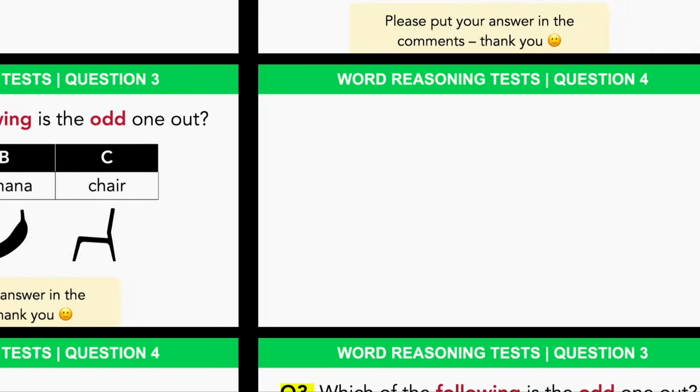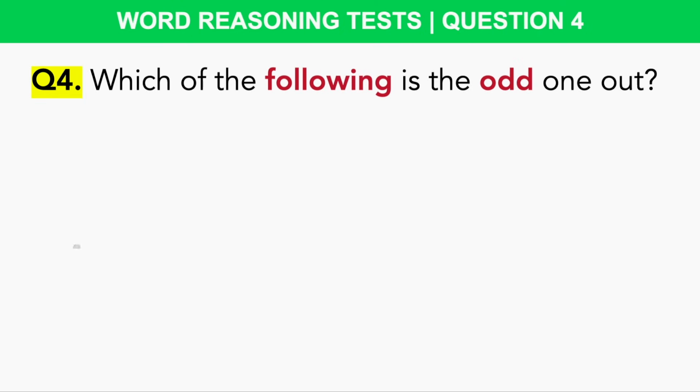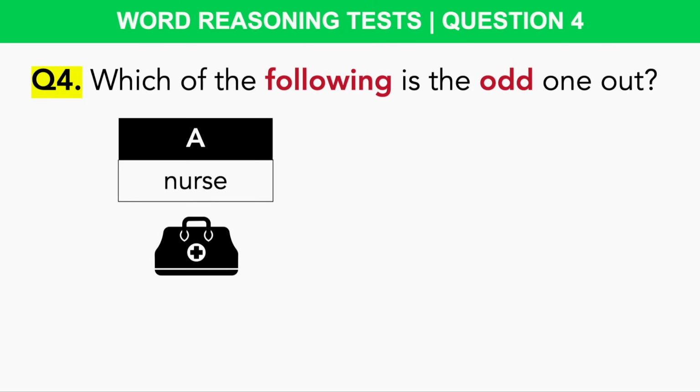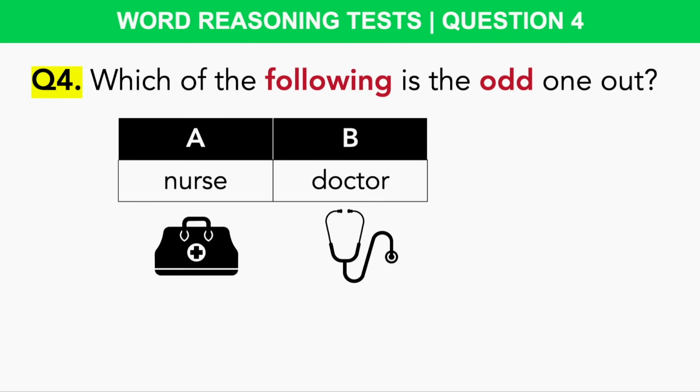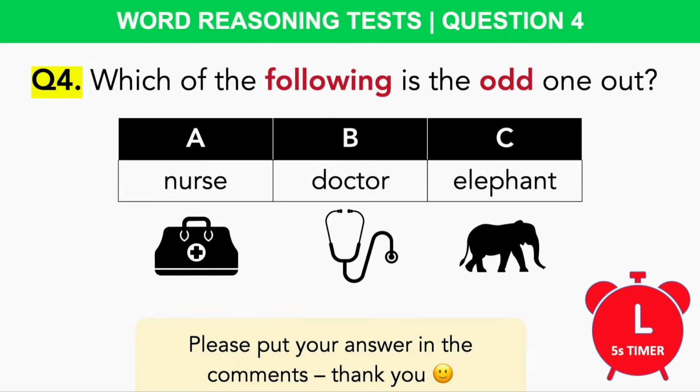You're doing really well. Let's take a look at one more of these questions. Which of the following is the odd one out? Is it A, nurse, B, doctor, or is it C, elephant? Okay, your 5 seconds starts now.